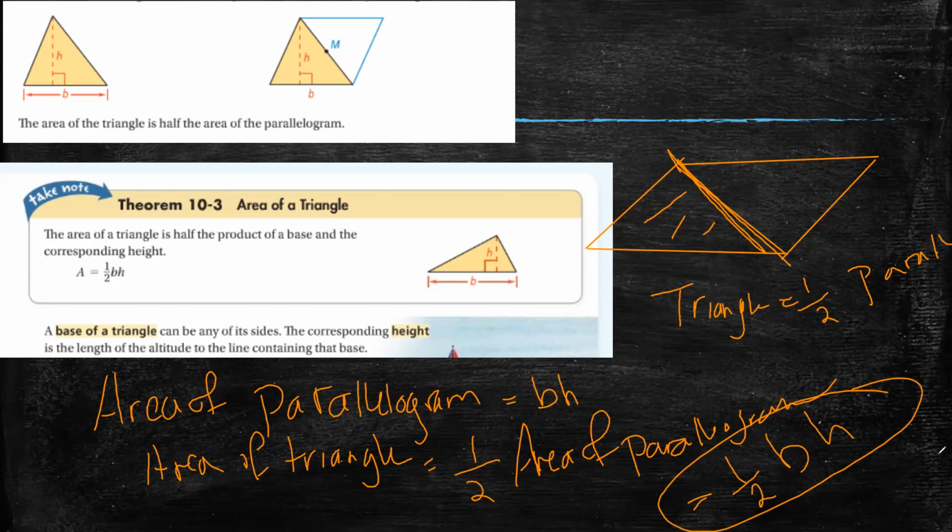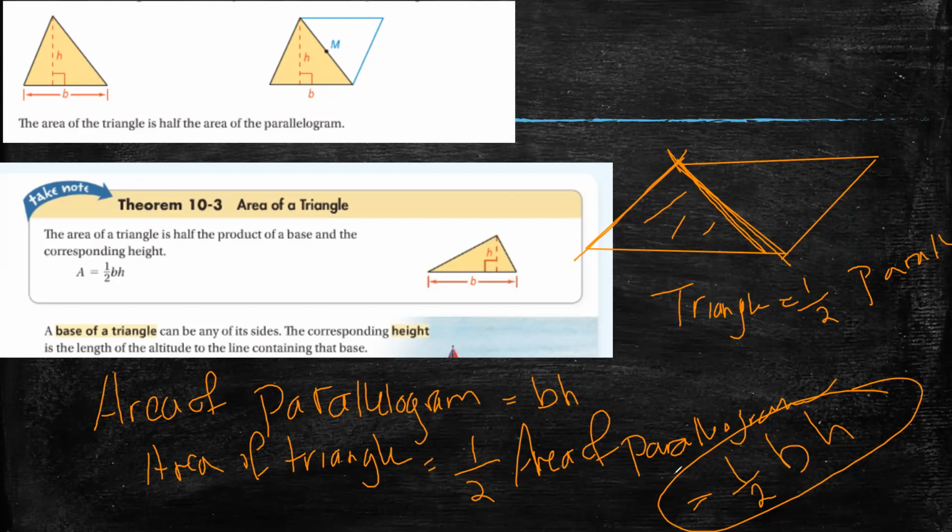Why half bh? I will repeat. If you have this parallelogram and you cut it by a line into two equal halves, what will you get? What is the name of each half? You will have a triangle. Because of that, the triangle is half of the parallelogram, so the area of the triangle is half the area of the parallelogram. The area of the parallelogram is b times h, so half b times h is the area of the triangle. So from theorem 10.3, the area of a triangle is half the product of a base and the corresponding height.